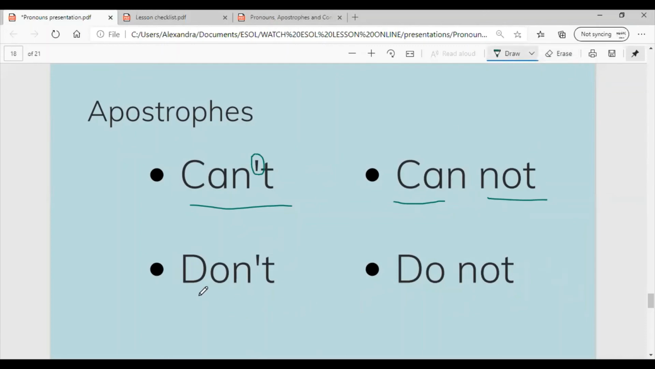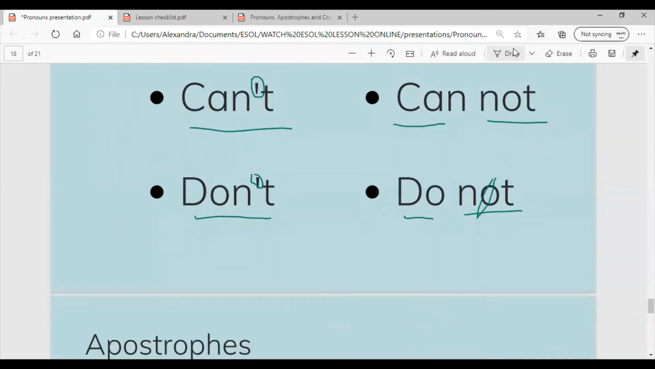The same works with "don't". So we've got "don't", and this apostrophe shows that it was once two words, "do not". You would drop this O and put in the apostrophe and you get "don't". So from "do not", you get "don't". From "don't", you get "do not". Okay, so you just see how these quickly work together.